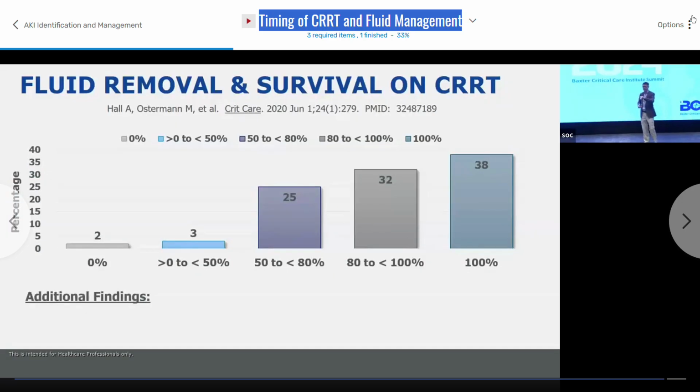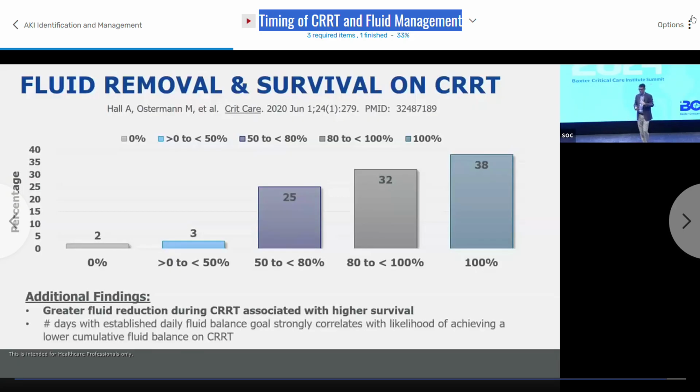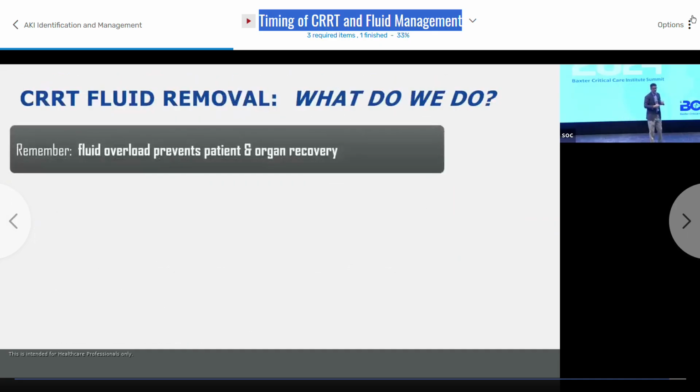This study that I already showed you, they didn't do a particularly great job establishing the fluid balance goals. They did show that a greater fluid reduction during CRRT was associated with higher survival, and that the number of days with an established fluid balance goal correlates with the likelihood of achieving your goal. Okay? So what do we do at Emory?